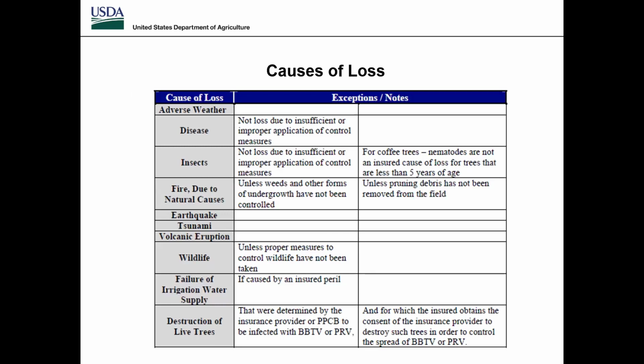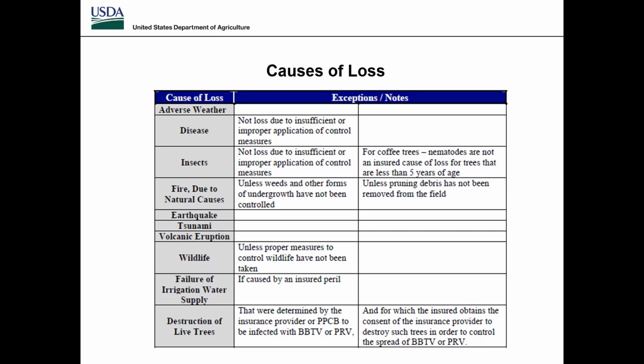As you can see from the table below, these are the causes of loss that would be covered under the HTT program, beginning with adverse weather, disease, although not loss due to insufficient or improper application of control measures, insects, if not lost due to insufficient or improper application of control measures. And one thing to note here for coffee trees is that nematodes are not an insured cause of loss for trees that are less than 5 years of age.